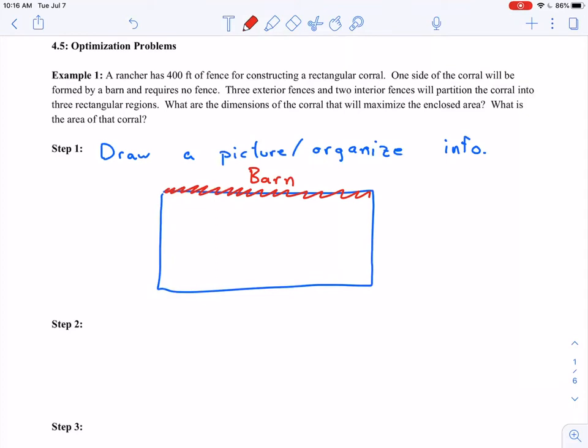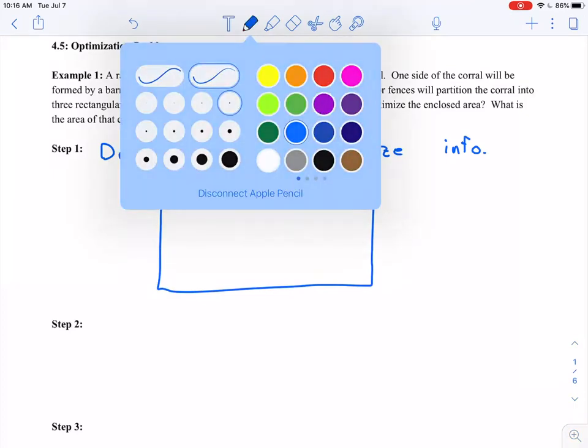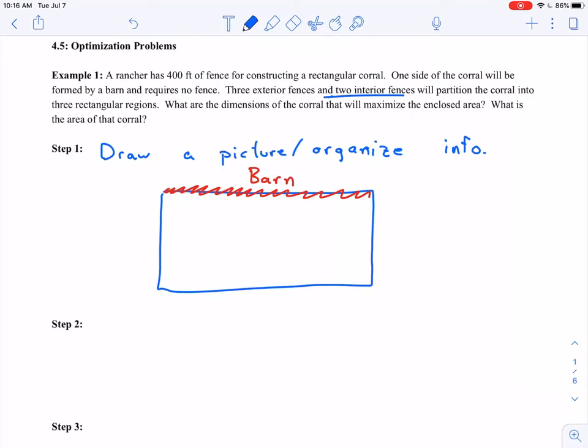And 2 interior fences. This one we have to talk about a little bit more. 2 interior fences. Those are 2 fences on the inside of our corral. So we've got 1, 2 interior fences right here. We'll partition the corral into 3 rectangular regions. Partition just means it's a way to split something up. So I'm splitting this up into 1, 2, 3 regions right here. We would like to know what are the dimensions that will maximize the enclosed area, and then what is the maximum area. So we're looking for the dimensions.